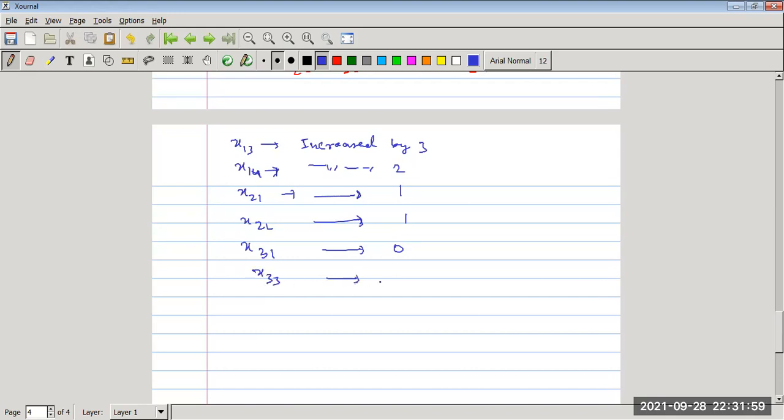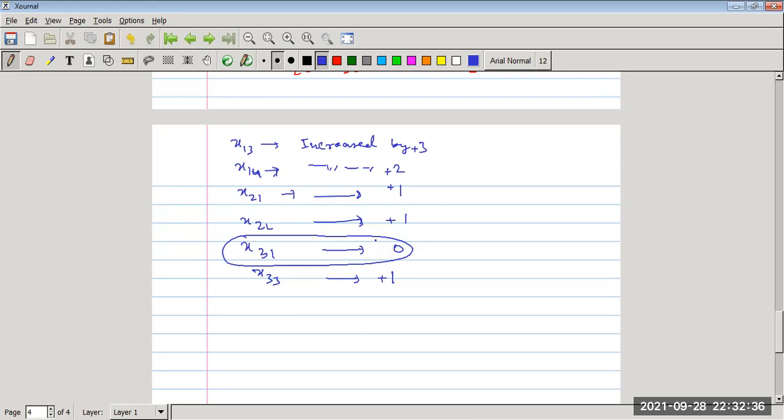X33, so it is increased by 1. Plus means increased by 1. So in each and every point, the cost is increased except this one. So this point gives us another choice how we can send the item. Since there is no negative, we realize that the optimal solution is reached, right?